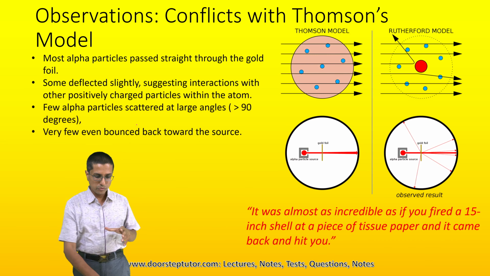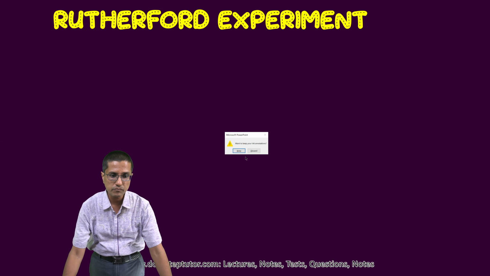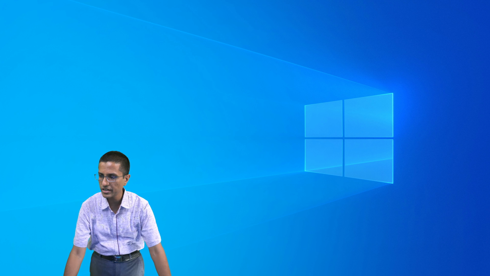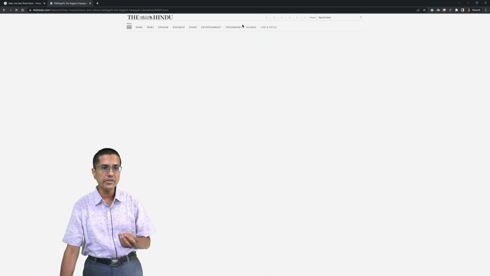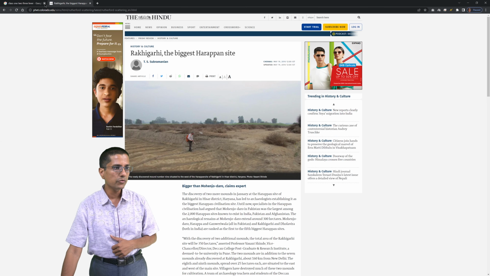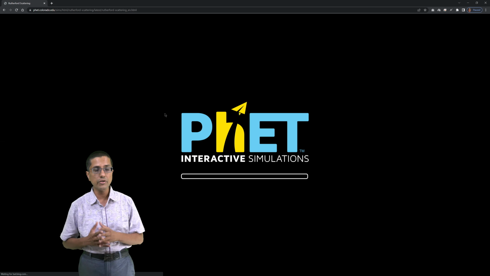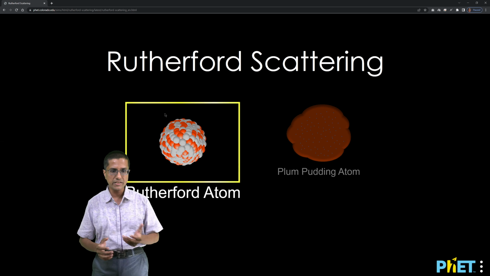So to get an understanding of this experiment a little bit more, what we are going to do is we are going to just look at this simulation. We are going to just look at a simulation of what were the observations actually seen in the Rutherford's experiment. So if you open this simulation, this is available at the Colorado University website. So anyone can go there and actually start the simulation.